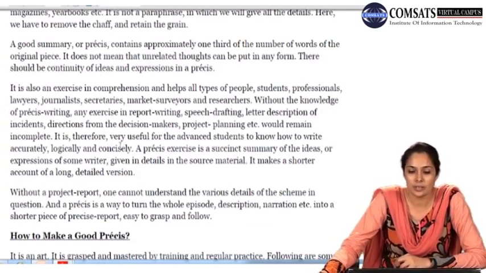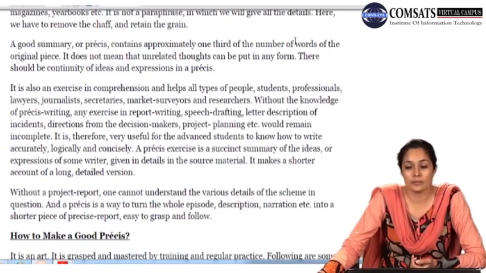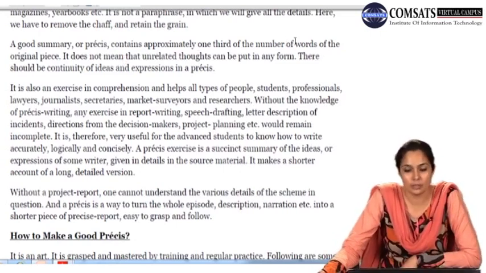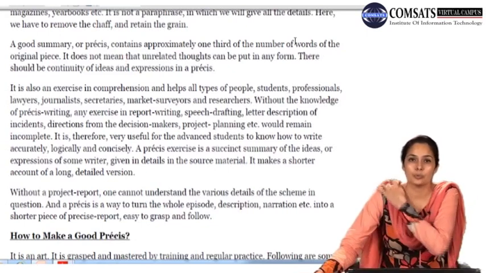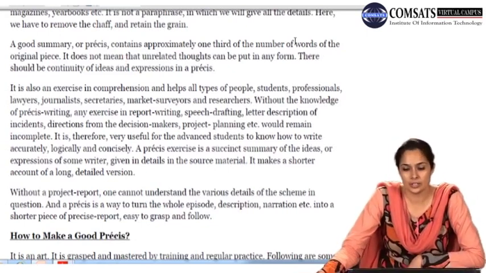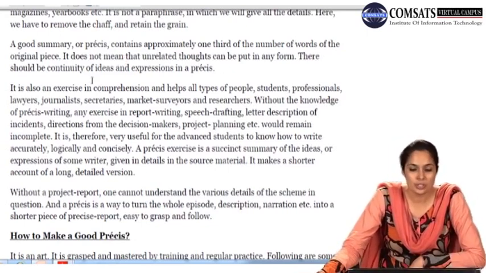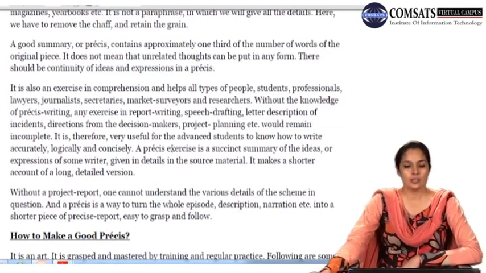It does not mean that unrelated thoughts can be put in any form. So your Prezi, as I just told you, is 1/3 of the number of words of the original passage, and it is not supposed to contain any unrelated information. There should be continuity of ideas and expressions in a Prezi.